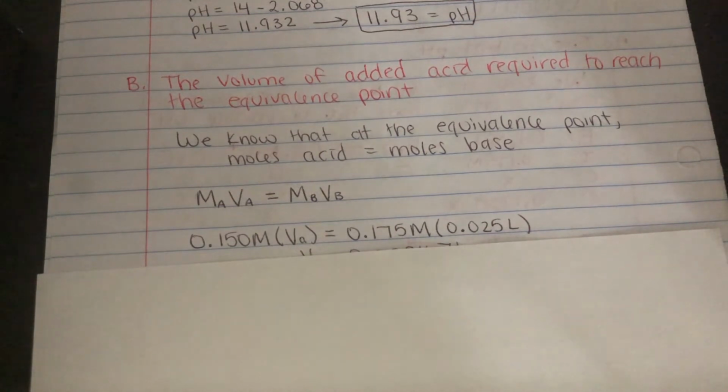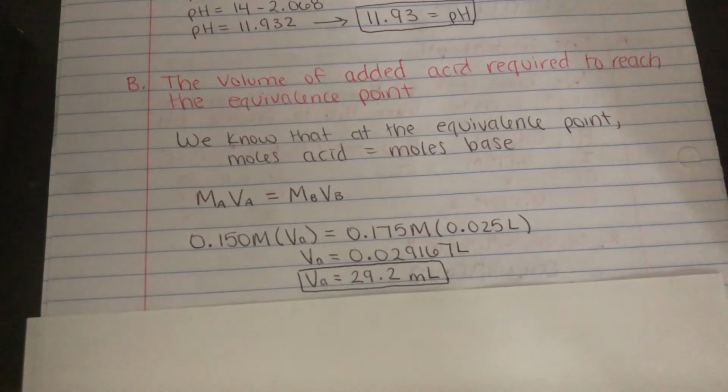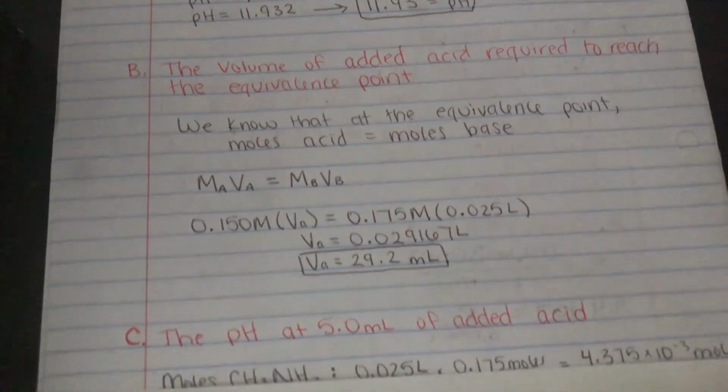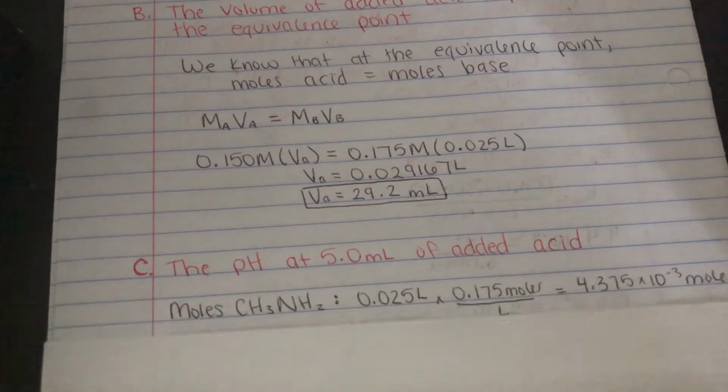So we've got the molarity of the acid times what we're solving for, which is the volume of acid, equals the molarity of the base times the given volume of the base. When we solve for VA, we get 0.029167 liters, and I translated that into milliliters, so you have 29.2 milliliters of acid required to reach the equivalence point. So for B, all you have to do is M1V1 equals M2V2 with the given values, and then solve for the volume. Then part C asks for the pH at 5 milliliters of added acid.